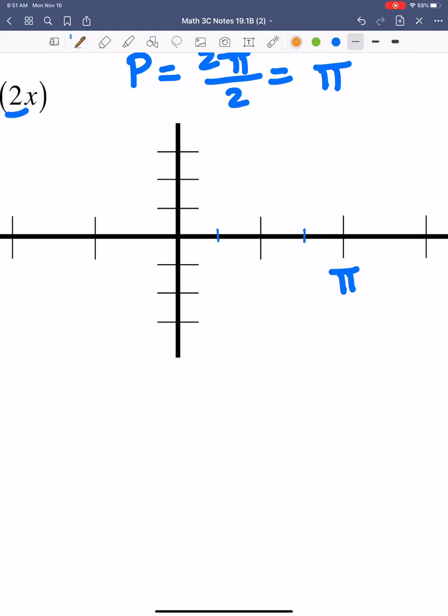Remember, cosine starts at 1. So we'll start up at 1. And then we're going to hit 0, down to -1, back up to 0, and then finishing at 1. And so we end up there with this cosine curve, which has kind of been scrunched up a little bit. We get through one full cycle by the time we hit pi.